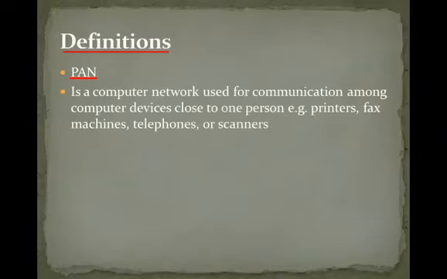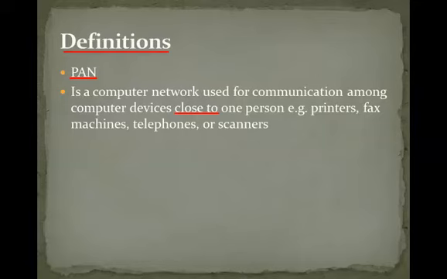Next, let's look at the definition of each of the types of computer network. When you look at PAN, or personal area network, what is personal area network? Personal area network is a computer network used for communication among computer devices close to one person.